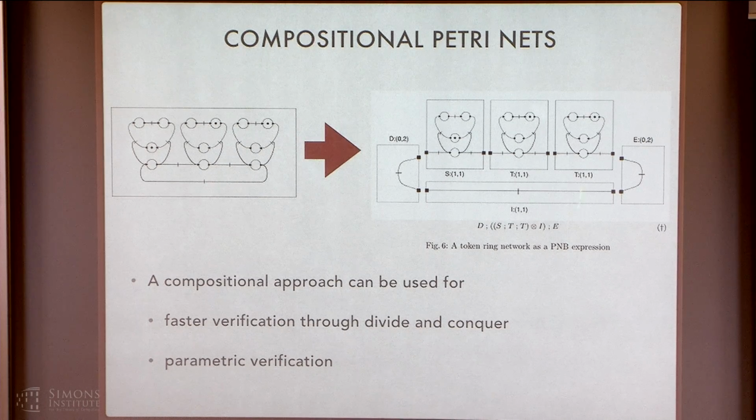excuse me, which you can see features things like cups and caps and identities, and it has bits which just look like Petri nets that connect to the boundary. And I'm going to try to convince you that this point of view is not just interesting for its own sake, but it can actually be useful. So we have some results about using this for verification, compositional model checking, which came up in several talks, but also things like parametric verification.